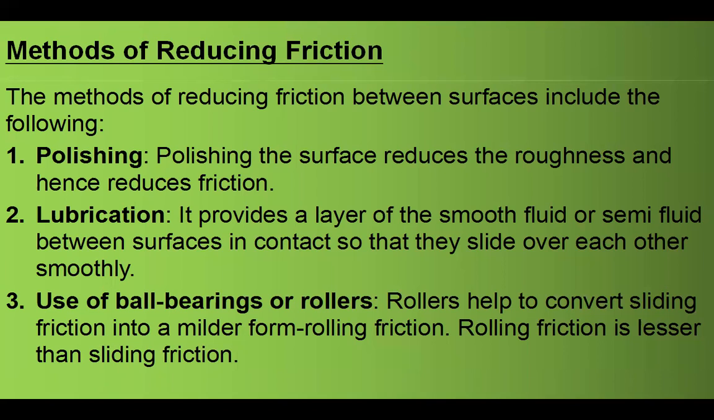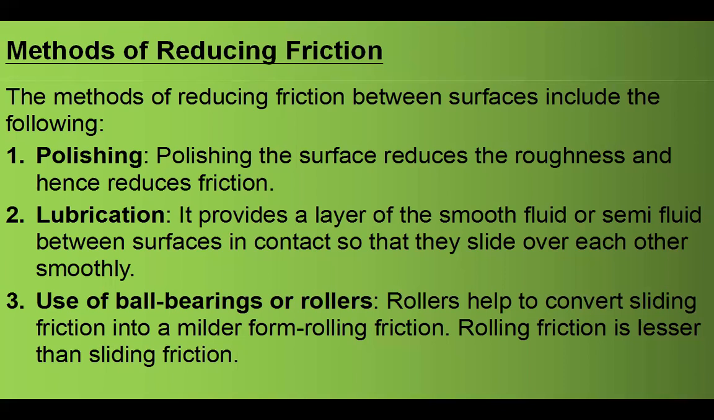Moving on, the second one is lubrication. Lubrication is the application of lubricants to a material. It provides a layer of smooth fluid or semi-fluid between the surfaces in contact so that they slide over each other smoothly. If the surfaces slide over each other smoothly, the frictional force is lower compared to when the surface of the material is rough, where the frictional force will be high. So we are reducing the friction here by smoothing the surfaces in contact between these two objects.